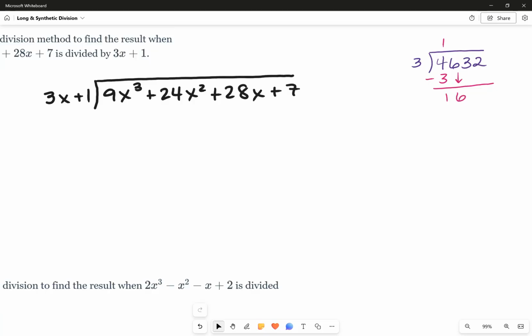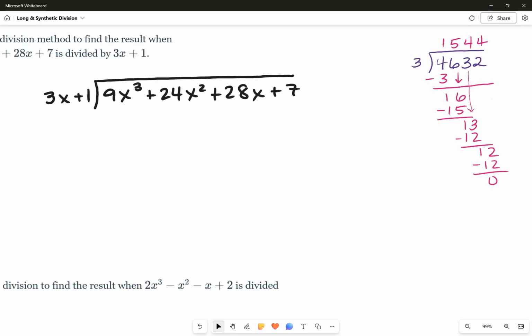And you asked yourself again the question, 3 goes into 16 how many times? Well, 3 goes into 16 5 times. That's the closest we can get because 3 times 5 is 15. So you multiplied and then you subtracted again. And then you brought down the next number, which in this case was a 3. And you just repeated that process until you reached the end. And in this case, we ended up with a remainder of 0.